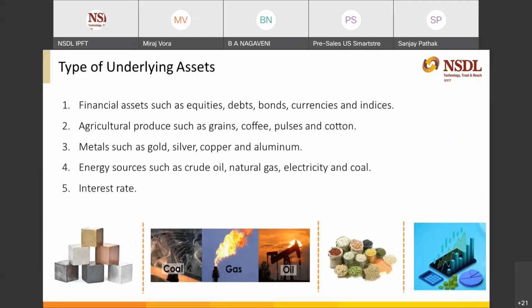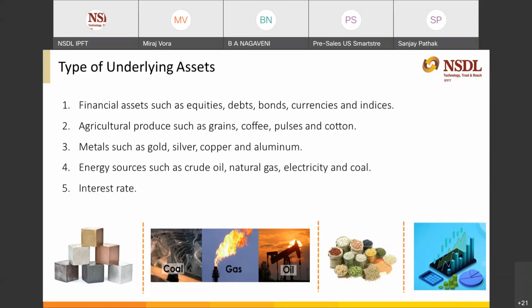There can be any number of underlyings. We will learn them one by one going forward, but it can be an equity index, an equity stock, a commodity such as gold, silver, oil, or even agricultural commodities such as soybean, corn, coffee, or wheat. It can be instruments like bonds. So n number of instruments can be used as an underlying to create a derivative.